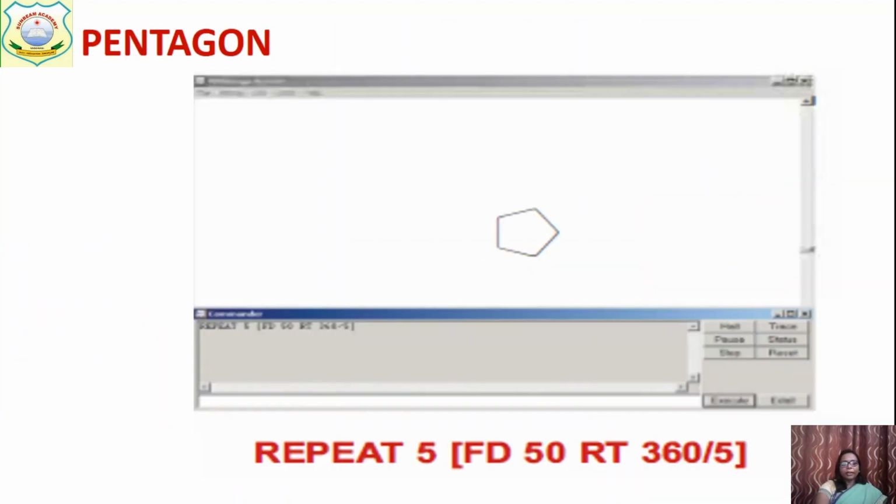Now for the pentagon, how many sides does a pentagon have? 5 sides. So for 5 sides we have 360 divided by 5. FD 50, you can take 50, 100 or 200, whatever you want. But how many degrees it turns, you can decide by this formula: 360 divided by 5. Why is 5 written? Because a pentagon has 5 sides.